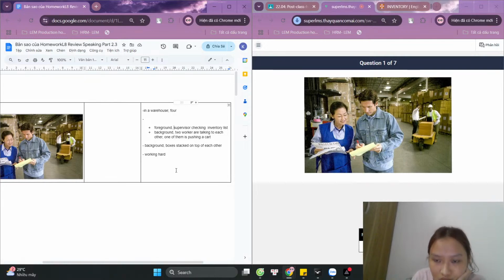This is a picture of a warehouse in the front while supervisors are checking inventories. In the background, two workers are talking to each other. One of them is pushing a cart. In the background, many boxes are stacked on top of each other. Maybe they are working hard.